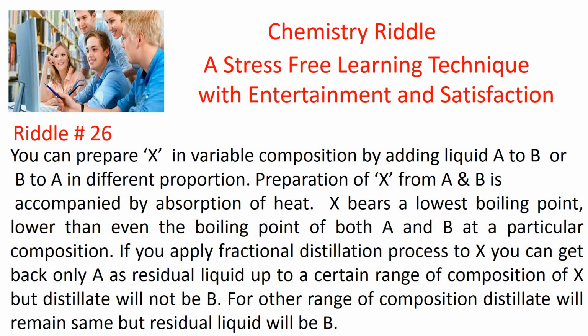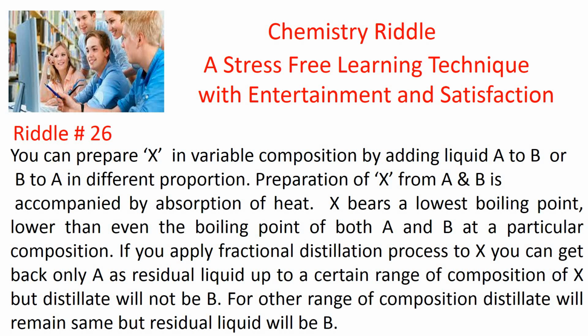X bears a lowest boiling point, lower than even the boiling point of both A and B, at a particular composition. If you apply fractional distillation process to X, you can get back only A as residual liquid up to a certain range of composition of X, but distillate will not be B. For other range of composition, distillate will remain same, but residual liquid will be B. So this is our riddle number 26.